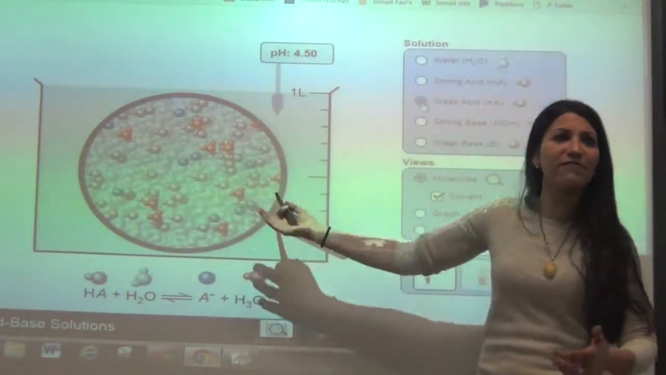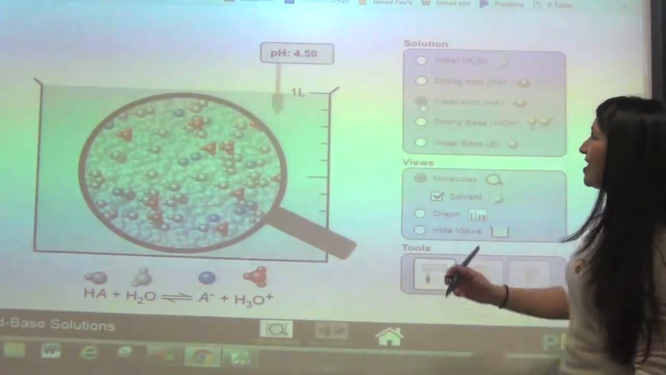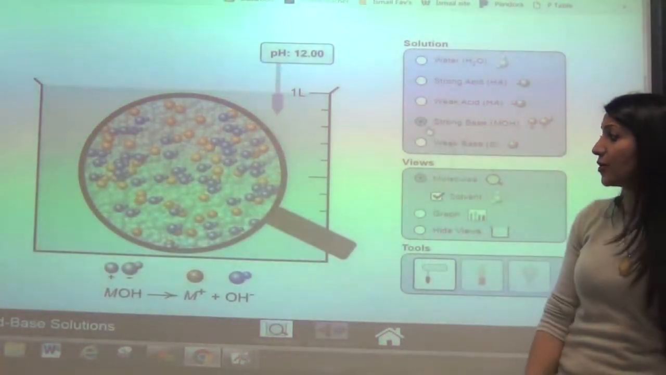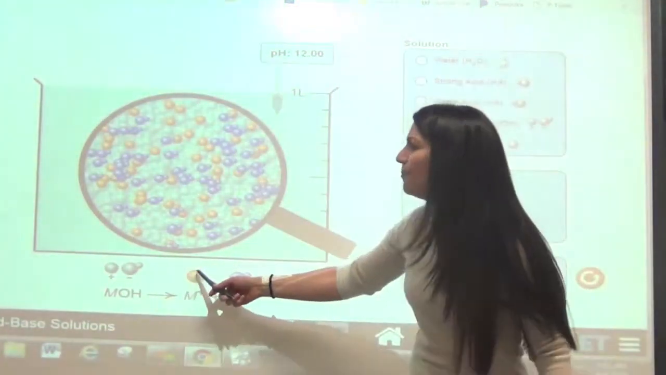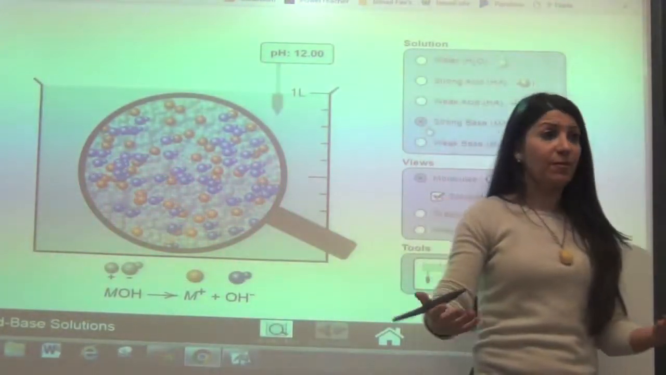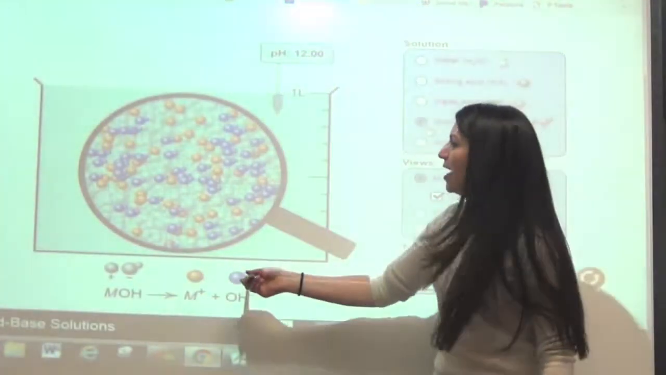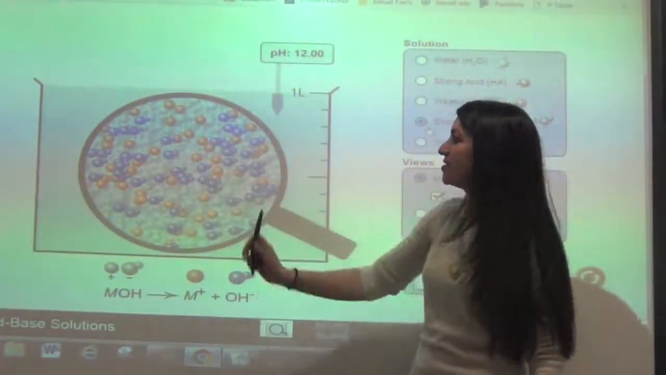But as long as one of them is predominating, then you would say that that's still an acid. Here's what our strong base would look like. Now you can see we do have this M plus ion, which could be any positively charged ion, but now you've got a whole bunch of the hydroxide ion inside of there.